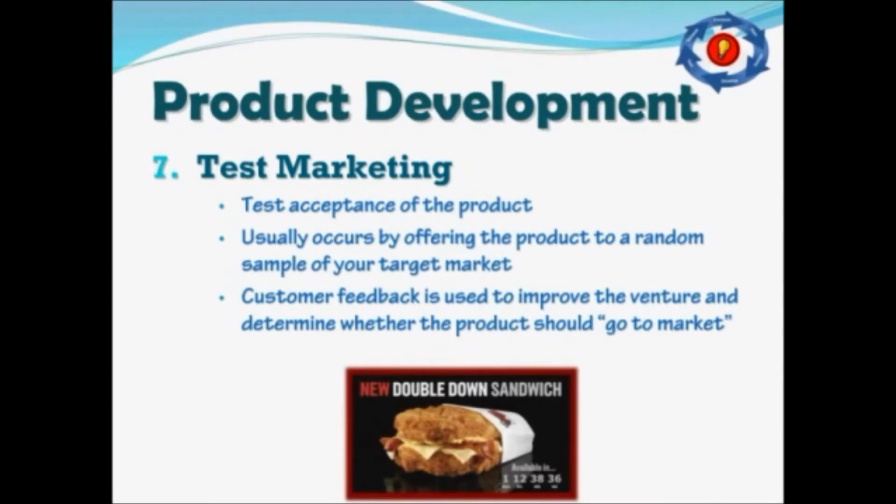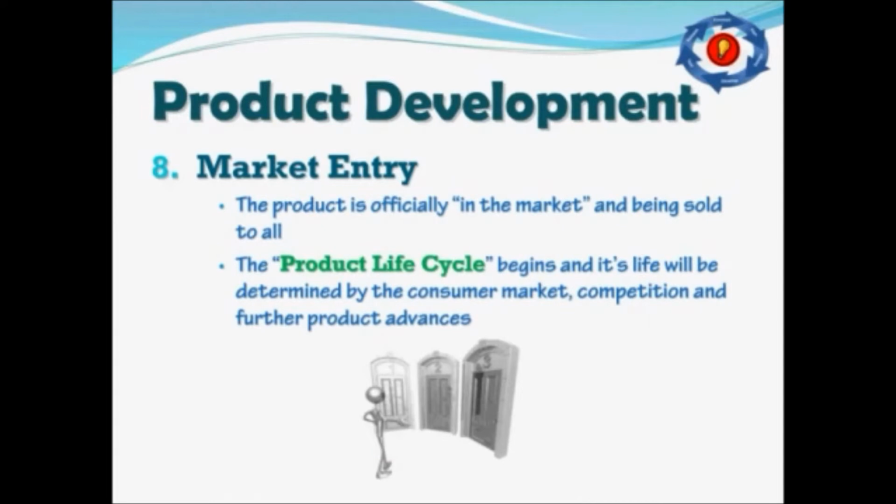And so once you've addressed your 4 Ps, you've continuously revisited the feasibility analysis, and you've continuously addressed the product design, it's now time to go to test marketing. You need to test the acceptance of the product. Do consumers like it? Will they accept it? May they buy it down the road? This occurs by offering the product to a random sample of your target market. This is something that we look back at in marketing research. The consumer feedback in these test markets will improve your venture, improve your product, and determine whether the product should officially go to market. And if the test marketing is successful, it now moves on to market entry.